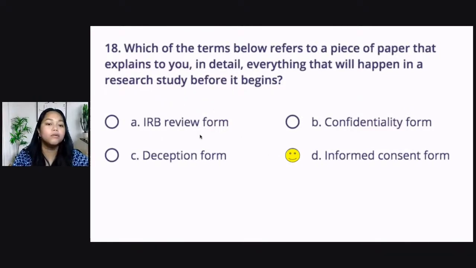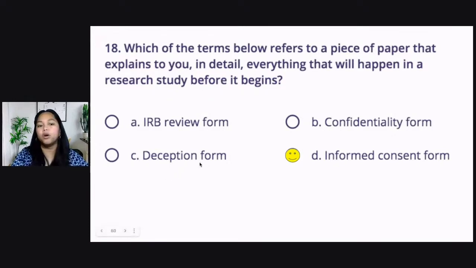Your IRB review form, IRB is Institutional Review Board, or sometimes International Review Board. This is what they use before they tell you that you can already go on with your study. They first check whether the study is allowed or not. So that would be letter A. Confidentiality form, you are telling your subjects that their identities would remain confidential. You are not going to tell people that they were part of this study.